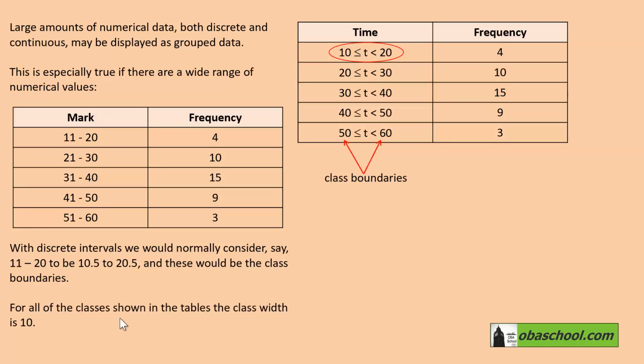For all of the classes shown in the tables, the class width is 10. So 11 to 20, that's 10 different numbers if you think about it, or if you think about it as 10.5 to 20.5, that's a gap of 10, and so is 40 to 50. The midpoint of a class is important for many calculations.